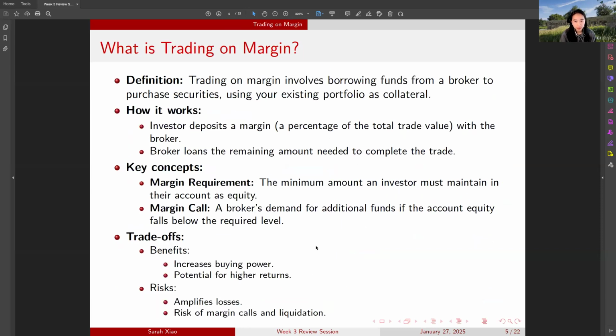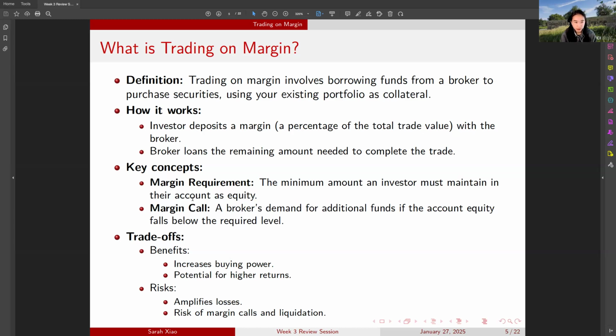All right, the third concept I want to discuss is trading on margin. Trading on margin is a technique that involves borrowing funds from a broker to purchase securities, using your existing portfolio as collateral. So how does it work? The investor first deposits a margin, or a percentage of the total trade value, with a broker, and the broker then loans the investor the remaining amount needed to complete the trade.